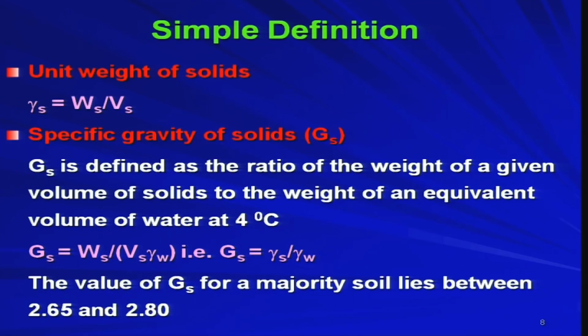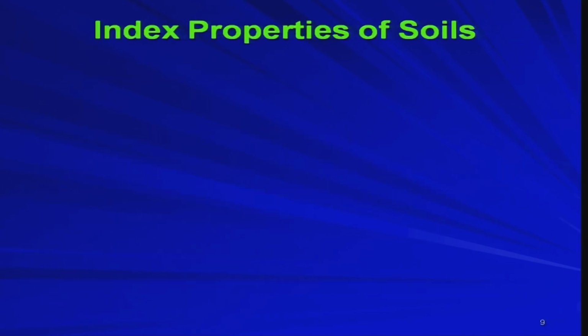So, the value of Gs, that is specific gravity of solids, for a majority of soils lies between 2.65 and 2.8. Whatever soil you generally take, it lies between 2.65 to 2.8. So, this is a very typical property of soil.